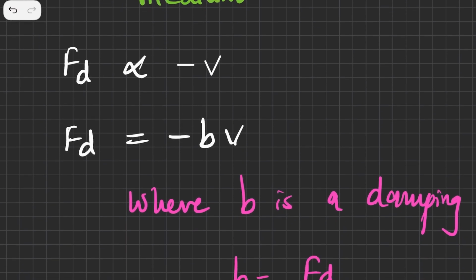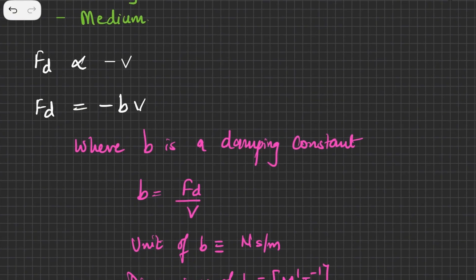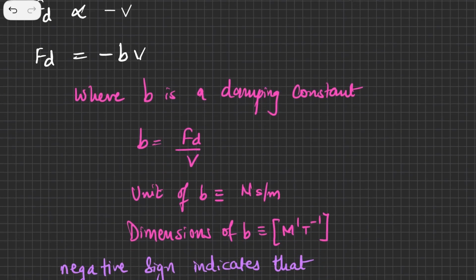Then we apply a constant term, and that constant is B, and this is what is called the damping constant. So B is called the damping constant. If you just move V to the other side, you get B is equal to Fd by V. Now you will say, sir, where is the minus sign? The minus sign is just showing that the force of damping and velocity are in the opposite direction. Yes, we will get a minus sign over here, but if you take the modulus of that, the minus sign is going to go off.